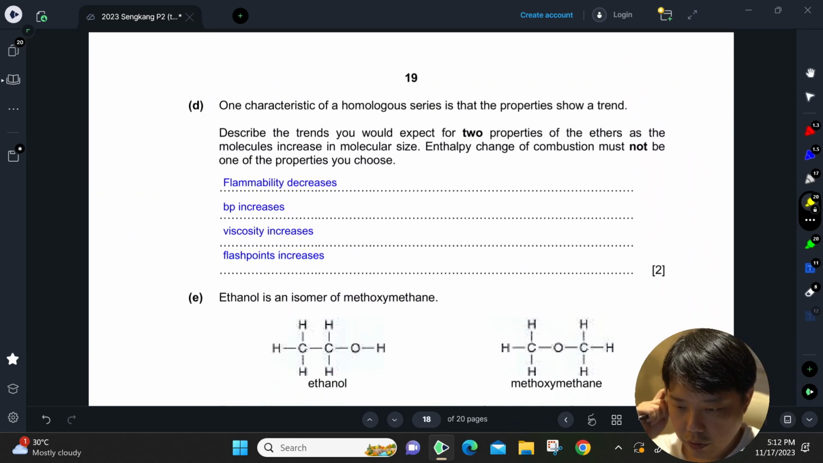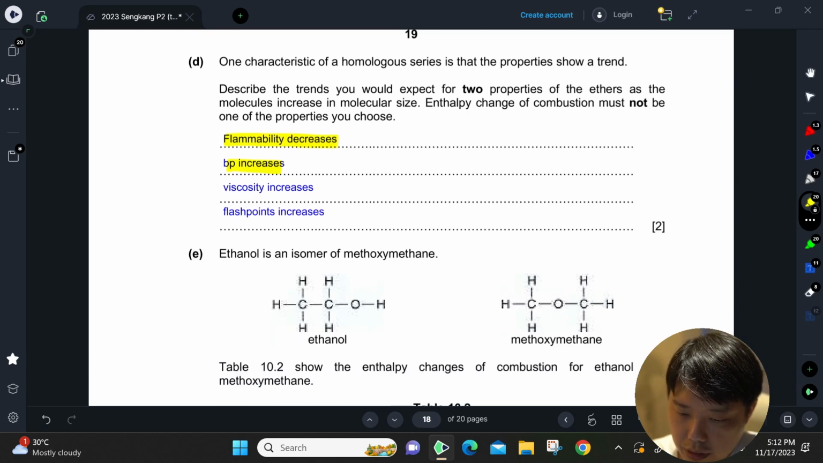One characteristic of a homologous series is that the property shows a trend. Describe the trend you would expect for two properties of ether as it increases in size. Enthalpy change of combustion must not be one of the properties. As they get larger, the melting point should actually decrease. So flammability decreases. Boiling point will increase because of more intermolecular forces of attraction. Viscosity will increase, again because of more intermolecular forces of attraction. Flash point increases.